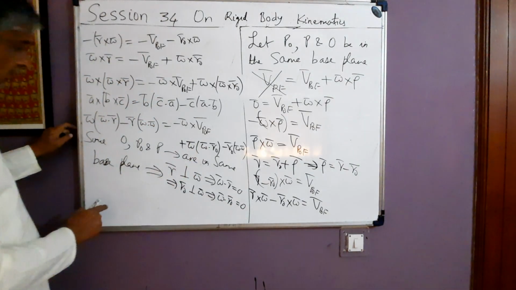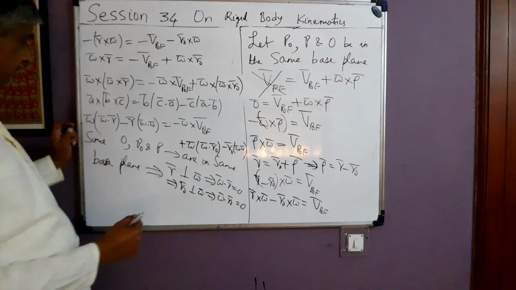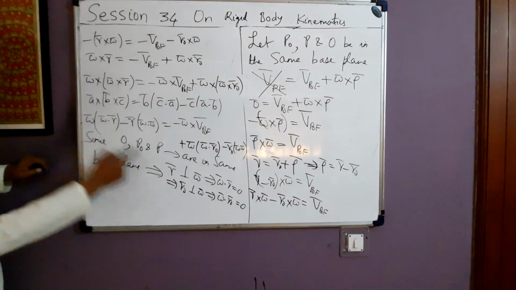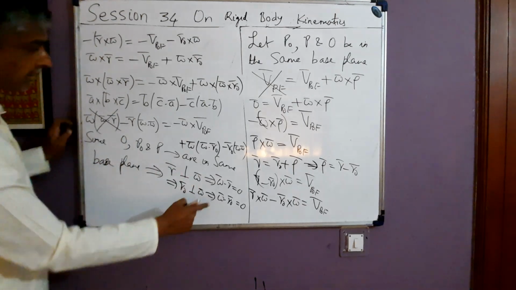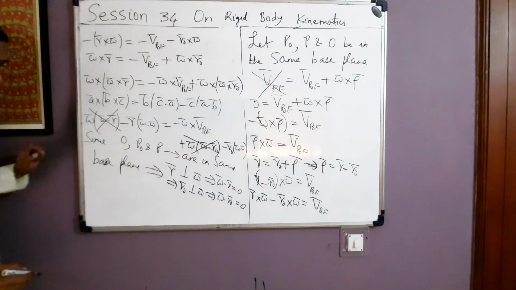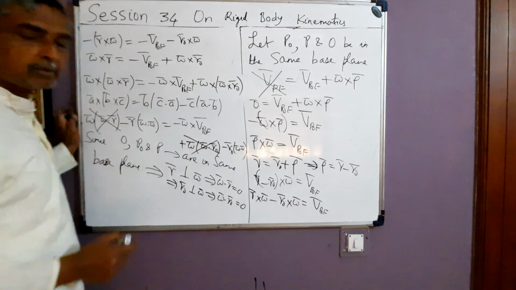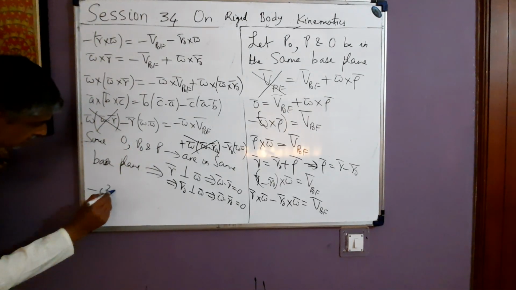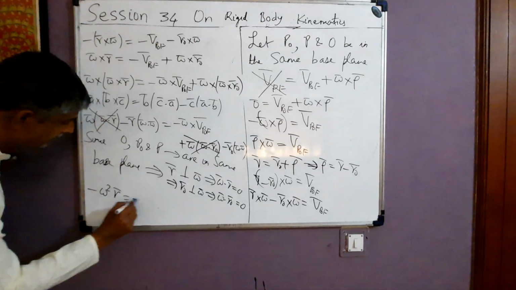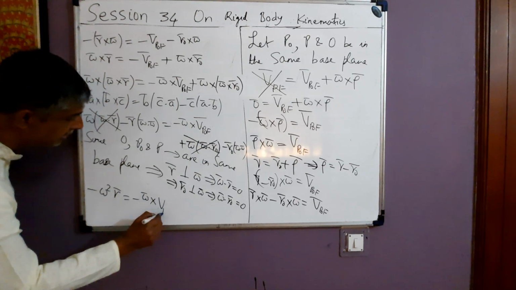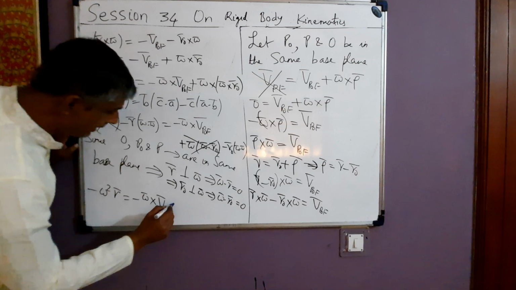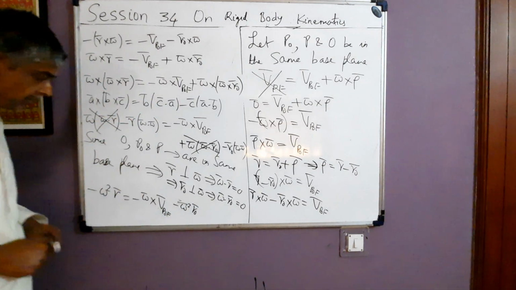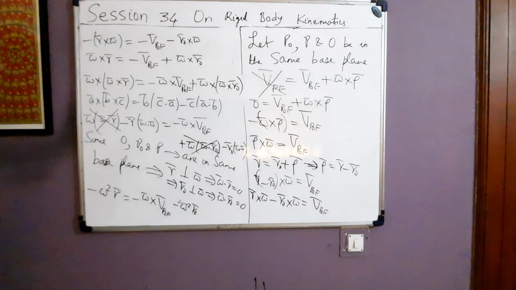This term drops out. Omega dot R naught also becomes 0, so this term drops out too. So what are we left with? Omega dot omega becomes omega square, by the property of the dot product of two vectors. So that becomes minus omega square R equals omega cross V P naught F minus omega square R naught. Now I divide by minus omega square on both sides.